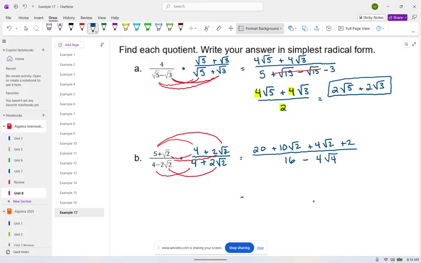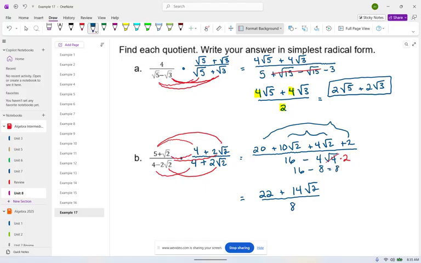So on the top there, we're going to combine these two like terms, and we're also going to combine the 20 and the 2. So we'll have 22, 20 plus 2 is 22, plus 10 square root of 2 plus 4 square root of 2 is 14 square root of 2. Then on the bottom, we can think of the square root of 4 as being 2. So we have 16 minus 4 times 2 is 8. So we have 8 on the denominator.